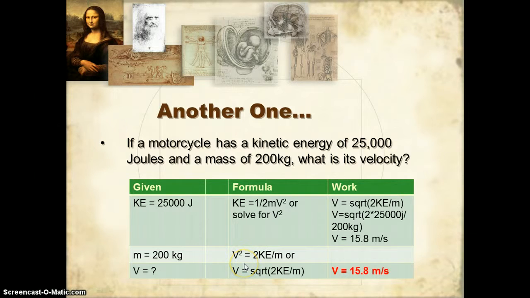We multiply both sides of the equation by 2. That'll get rid of the 1/2. And then we're going to divide both sides of the equation by m. So we get v squared equals 2KE divided by m. To find v, we take the square root of both sides, which gives us v equals the square root of the quantity 2 times the kinetic energy divided by the mass. Plugging these numbers in over on the right hand side, we can see that v comes out to be 15.8 meters per second.